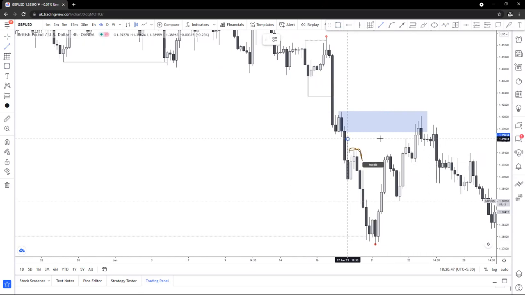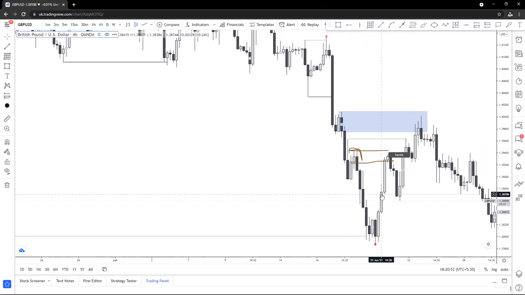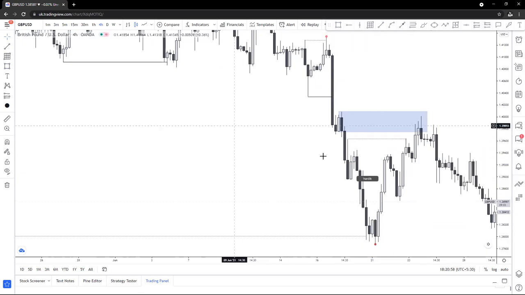We can see a reaction from this order block also, because there is an inducement right below you, in the lower time frame. You know that. Awesome. Now you see, we have an inducement. That's why this played out, because of the inducement.